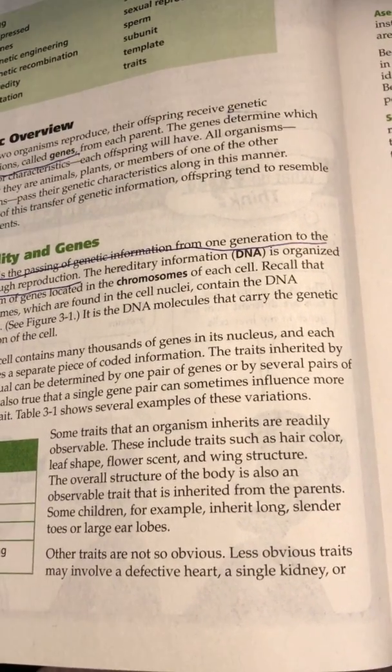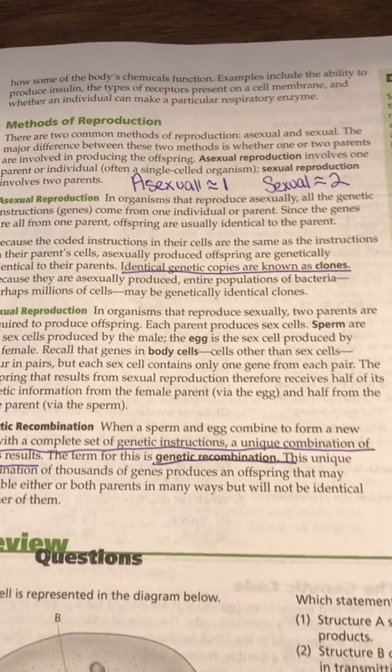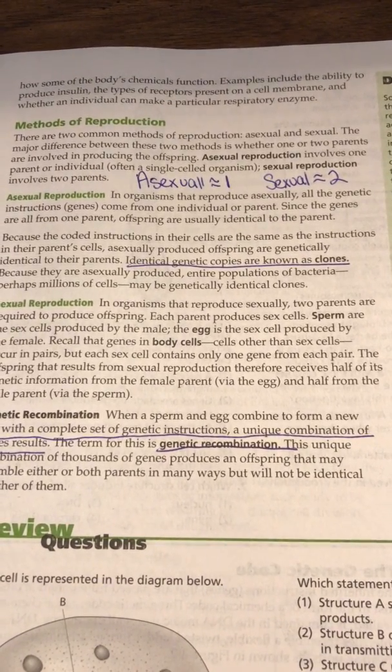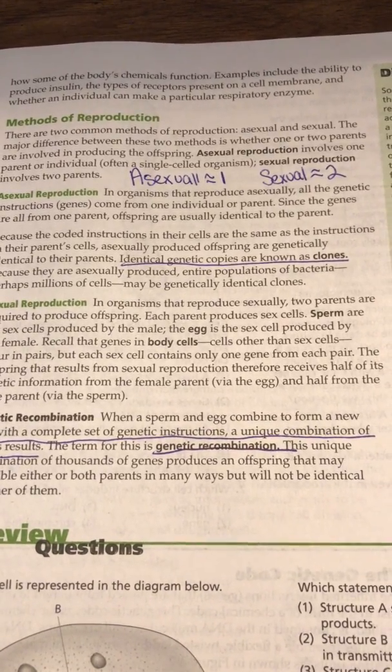Less obvious traits may involve a defective heart, a single kidney, or how some of the body's chemicals function. Examples include the ability to produce insulin, the types of receptors present on a cell membrane, and whether an individual can make a particular respiratory enzyme.